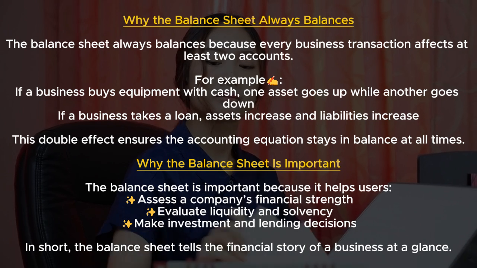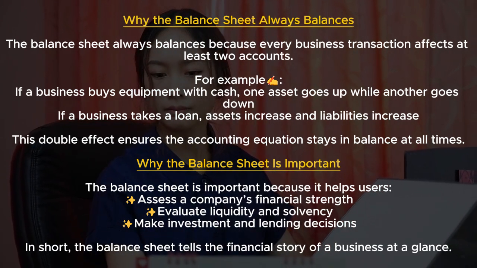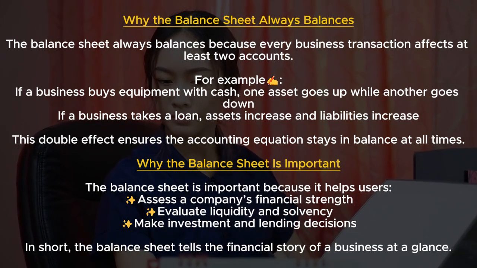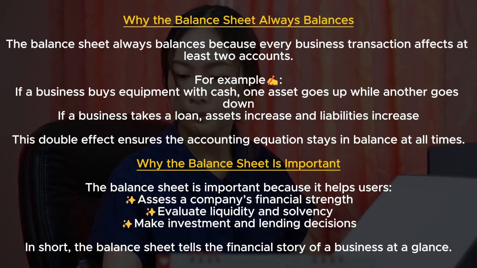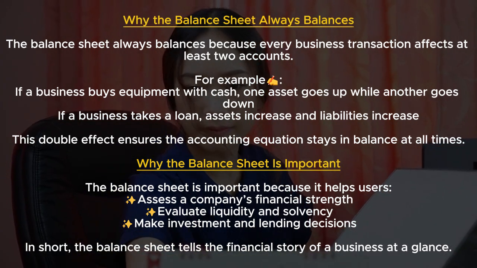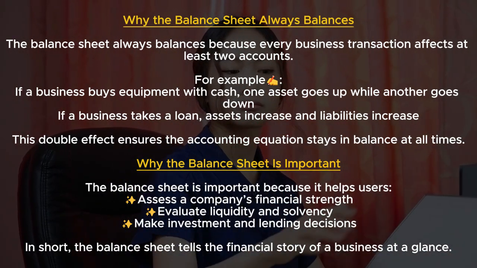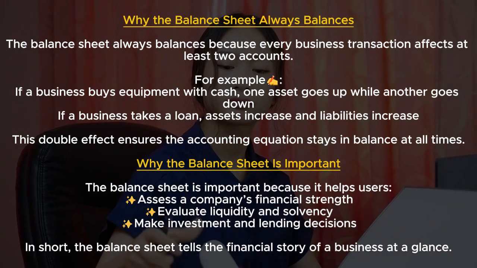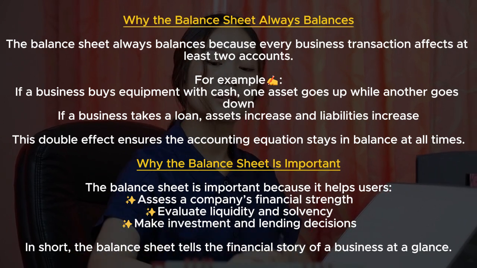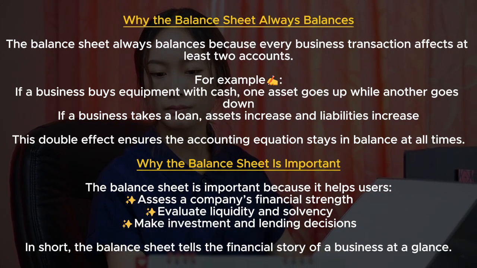Why the balance sheet always balances? The balance sheet always balances because every business transaction affects at least two accounts. For example, if a business buys equipment with cash, one asset goes up while another goes down. If a business takes a loan, assets increase and liabilities increase. This double effect ensures the accounting equation stays in balance at all times.